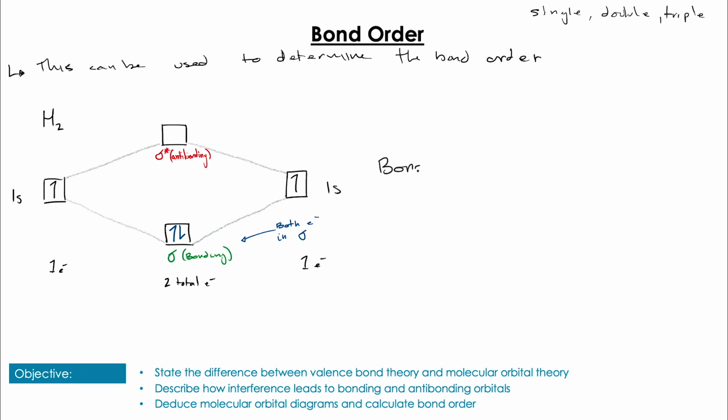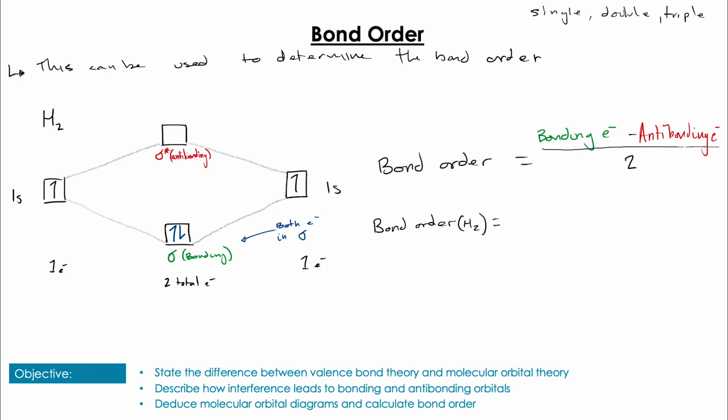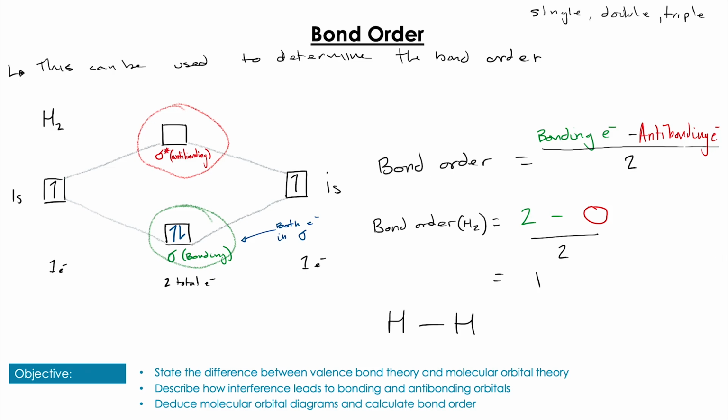So the equation is quite simple. To work out the bond order, we just take the number of bonding electrons, we subtract the number of anti-bonding electrons, and we divide the value by 2 to give us our overall bond order value. So in this calculation, we have 2 bonding electrons, 0 anti-bonding electrons. 2 divided by 2 equals 1. So this would of course be a single bond for H2, which we may have already known in this case.